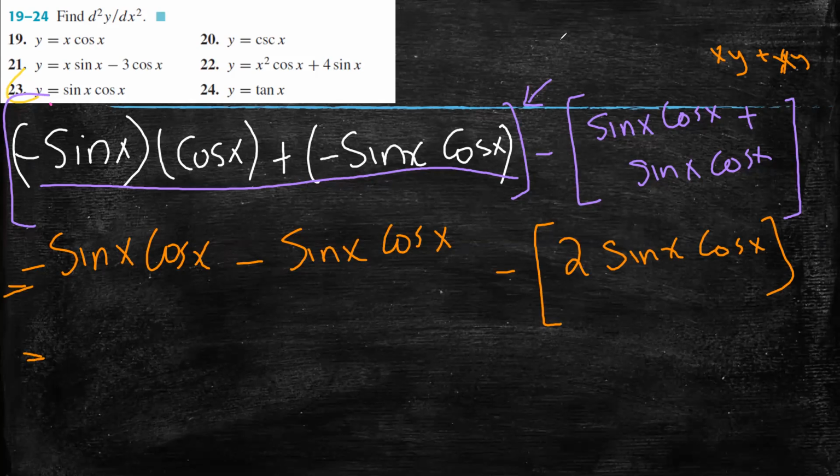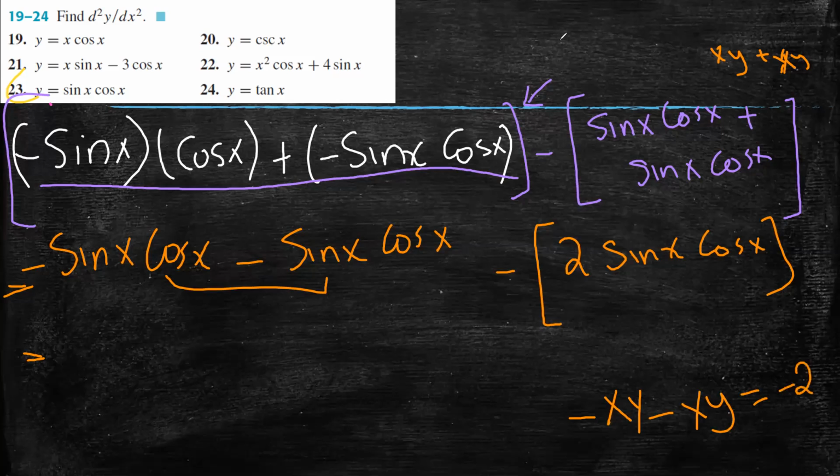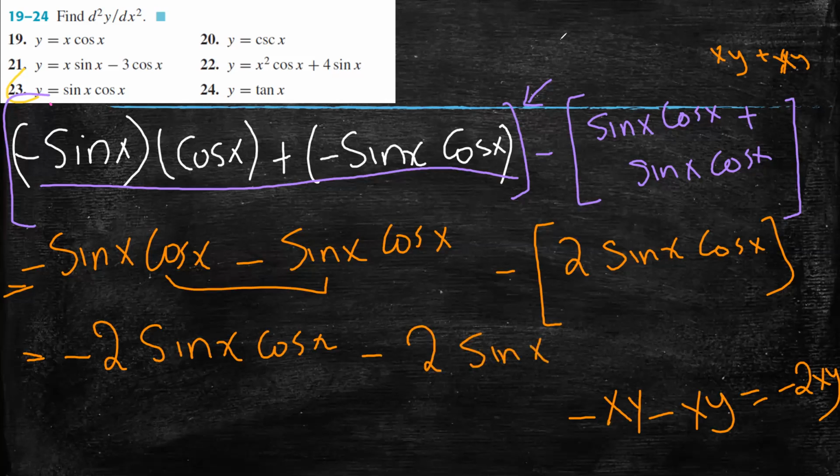Then negative. Now for this one here, they are like this, negative xy minus xy. Can I add them? Yes. Negative 2xy. Here, it will be negative 2 sine x cosine x minus 2 sine x cosine x.